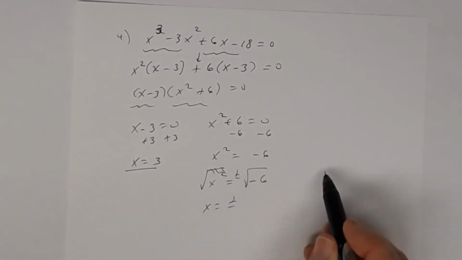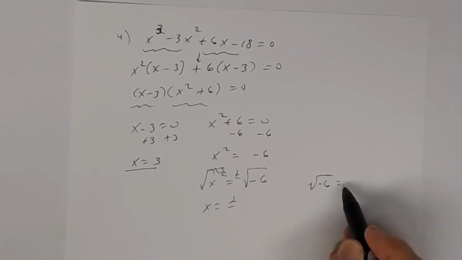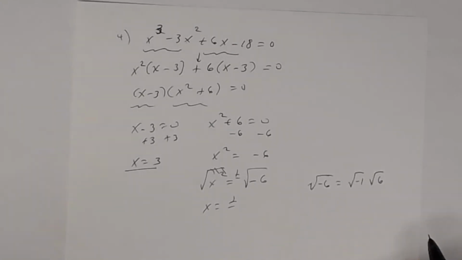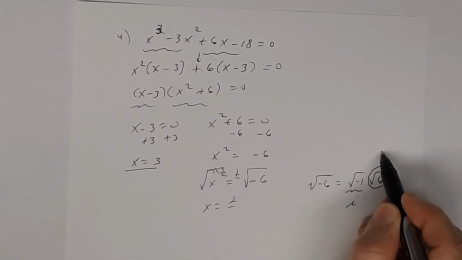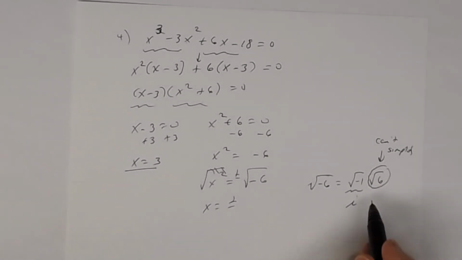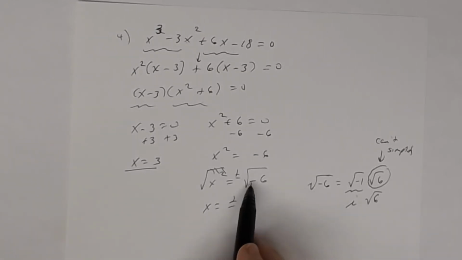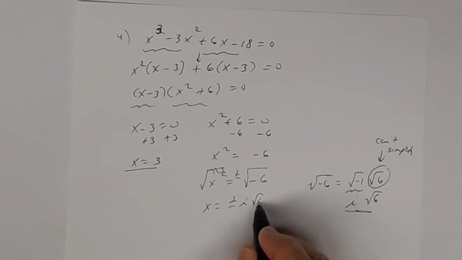Well, let's think about what that square root of a negative 6 is. I can rewrite the square root of a negative 6 as the square root of a negative 1 times the square root of 6. And I know that the square root of a negative 1 is defined to be the imaginary unit i. Now, you need to simplify these radicals as much as possible. The square root of 6, I cannot simplify further, so you just rewrite it like that. So we get plus or minus i square root of 6.